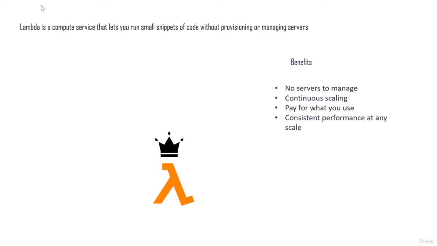So the benefits of Lambda are the same benefits that you would get if you're using a serverless service. So this includes that there is no server to manage. There is continuous scaling. So as the number of requests keeps increasing, the Lambda scales automatically. So there is auto scaling automatically inbuilt into this.